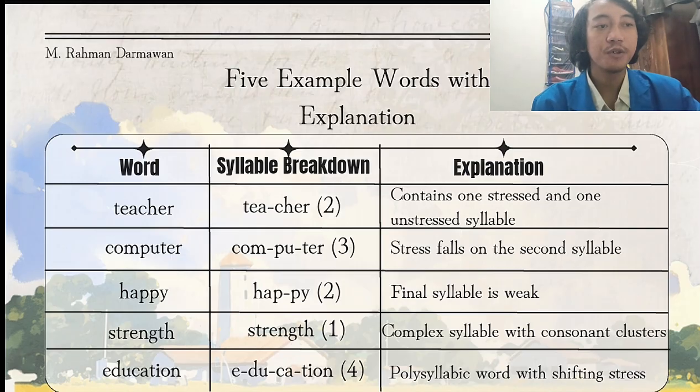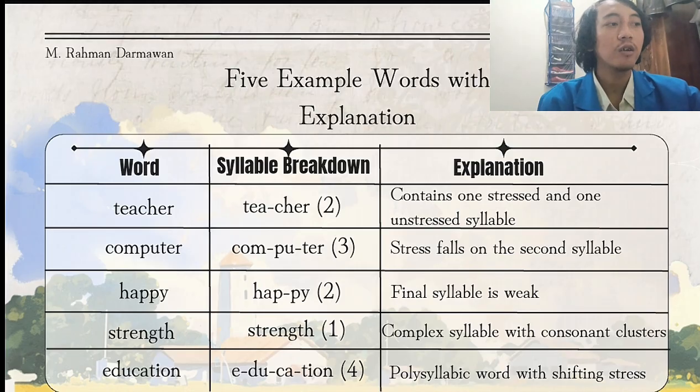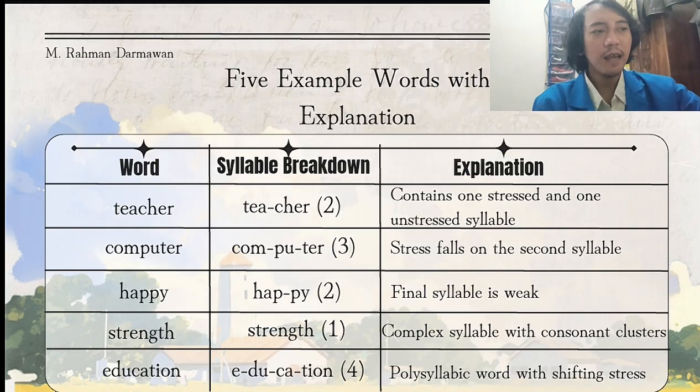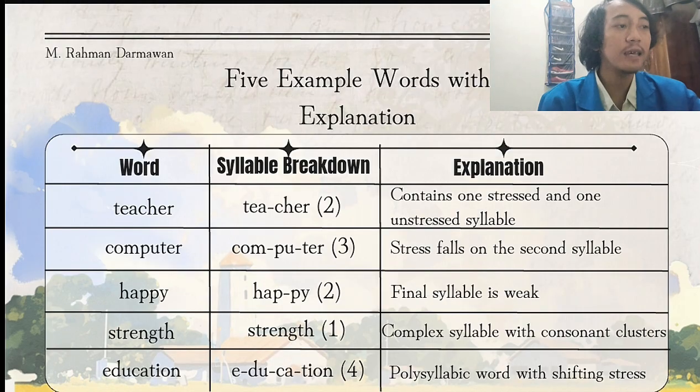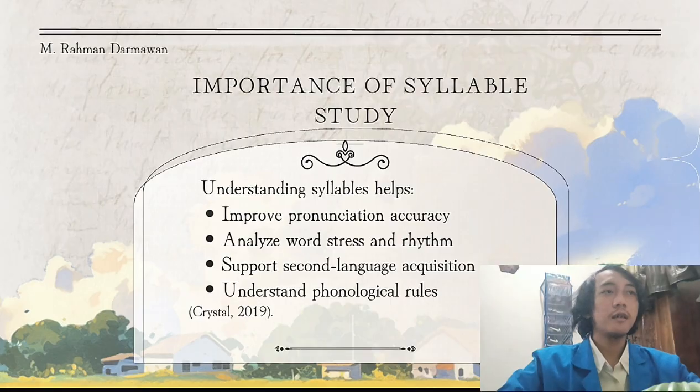And the word strength has only one syllable, strength. For the explanation, it is a complex syllable with a consonant cluster. And the last one, education. It has four syllables, ed-u-ca-tion. And for the explanation, it is a polysyllabic word with stress shifting.